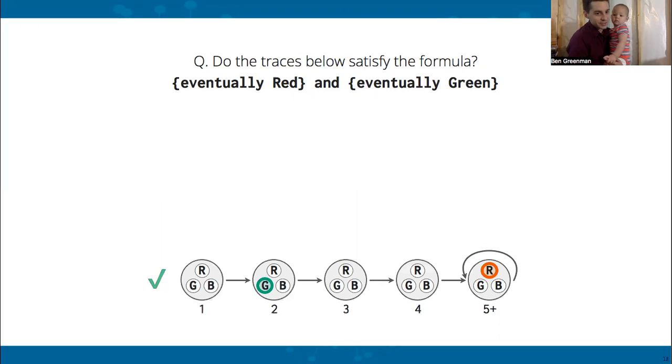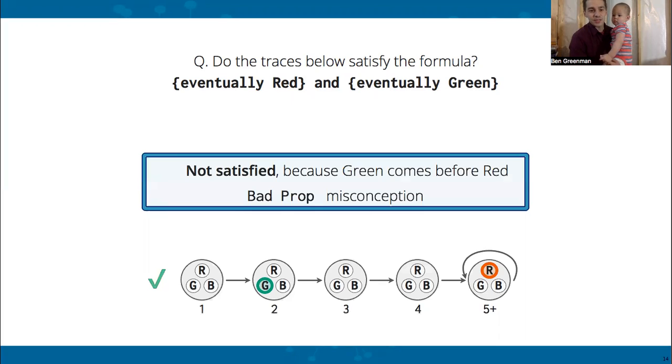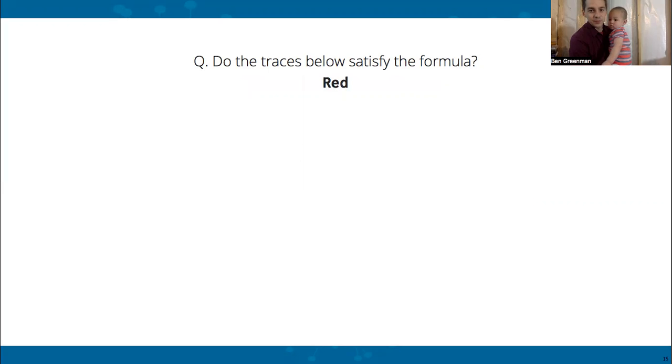So I want to zoom in on this 3rd trace. One interesting set of responses that's come out of our studies has been, this trace does not satisfy the formula. That's incorrect, but the rationale is because green comes before red, but in the formula, red comes first. So we call this a bad prop misconception because we've got a standard propositional logic operator, and now it's being misunderstood to have a sort of temporal meaning, or order suddenly matters with and. So that's interesting.